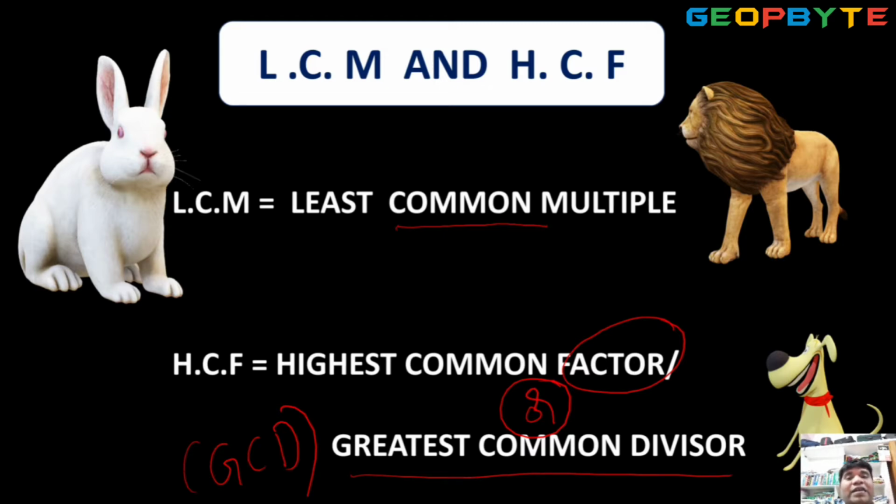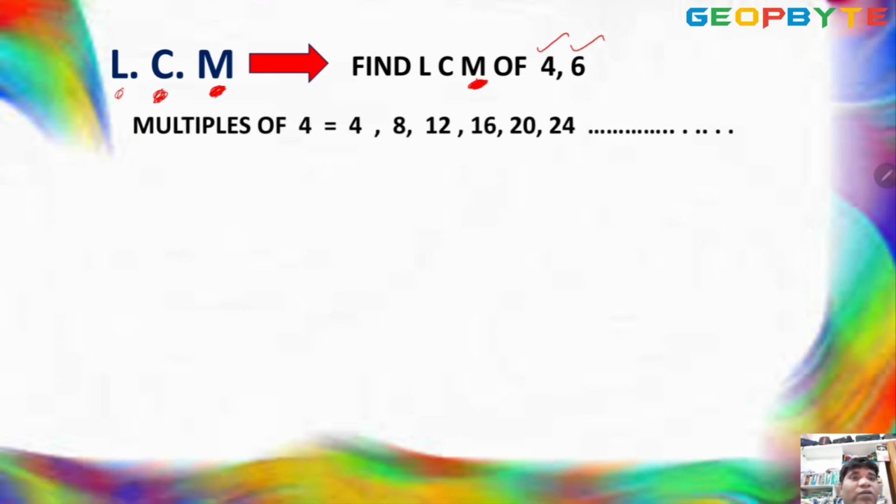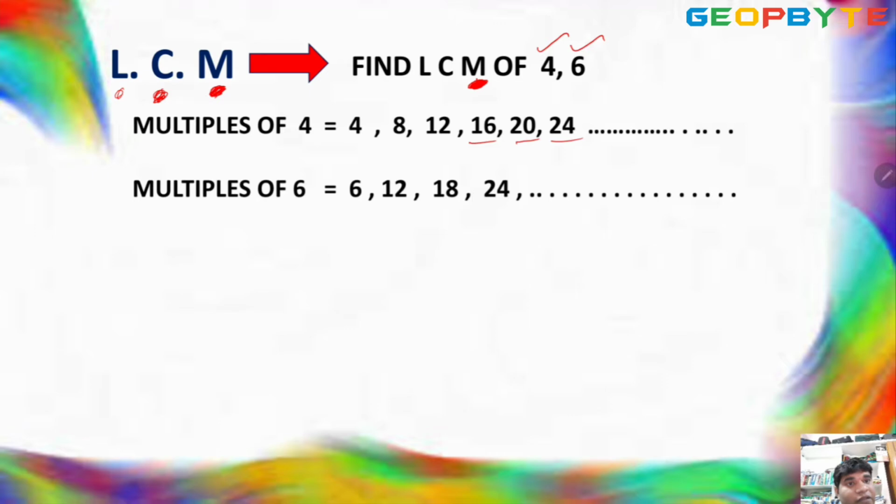Observe, first of all, what is LCM. A small example: find the LCM of 4 and 6. LCM means L: least, C: common, M: multiples. So first of all we have to calculate the multiples of 4 and 6. Look at children, multiples of 4: 4 ones are 4, 4 twos are 8, 4 threes are 12, 16, 20, 24, etc. Multiples of 6: 6, 12, 18, 24. So M is completed.